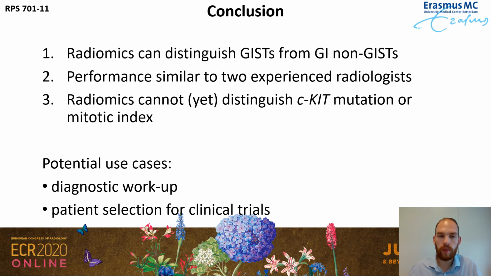So what can we conclude from the results? We saw that our radiomics model can actually distinguish GISTs from non-GIST tumors, and the performance was very similar to that of two experienced radiologists. However, radiomics cannot yet distinguish the c-KIT mutation or the mitotic index of GISTs. So what could we use such a model for? Well, a potential use is of course a diagnostic workup. We can now distinguish these patients using this model. But also, for example, in clinical trials, you can use our model to select patients instead of doing a biopsy.